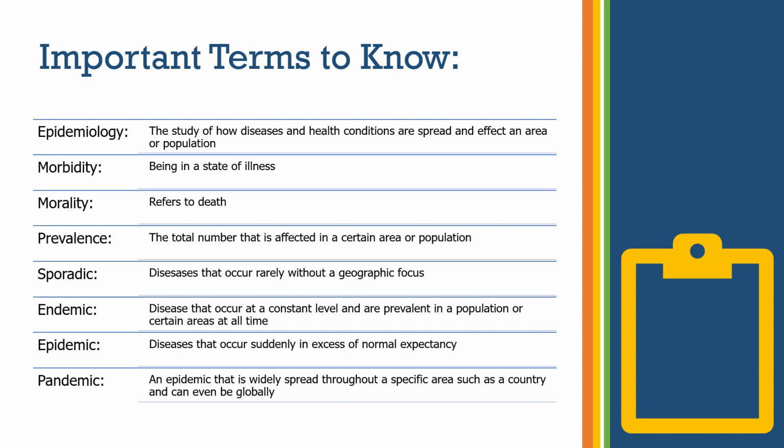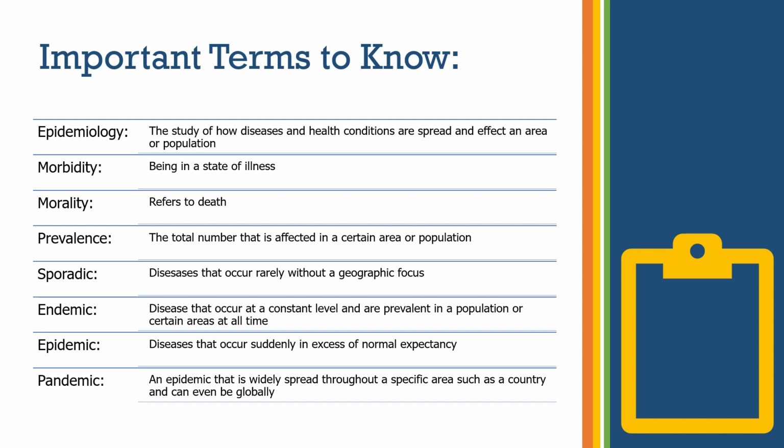This refers to the total number that is affected in a certain area or population. Moving on to sporadic. Sporadic diseases are ones that occur rarely without a geographic focus. Then you have endemic. Endemics are diseases that occur at a constant level and are prevalent in a population or certain areas at all times.